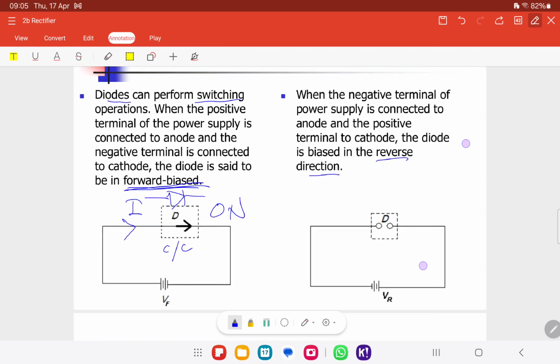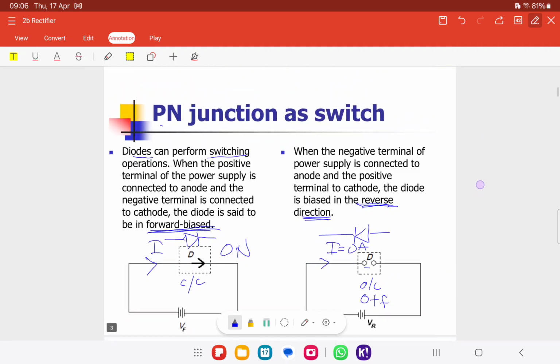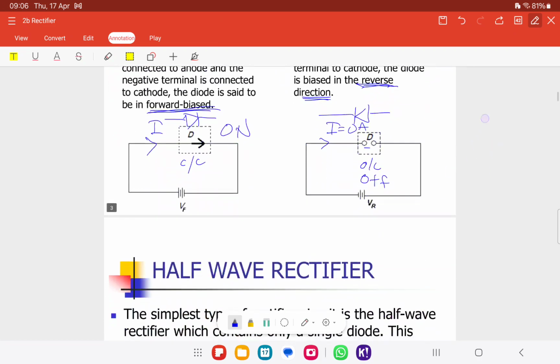Alright, so the second one here, it is in reverse direction. So the diode will be like this. So the current equals to here. This is open circuit. Out of condition, there is no current flow, 0 ampere. Okay, the condition for the diode is reverse direction. Okay, the current cannot flow because the diode is one way direction, kan? Okay, so this is when you want to use the diode as switch lah.